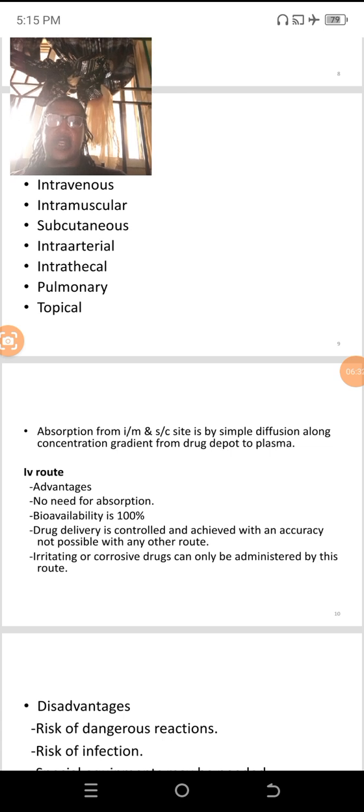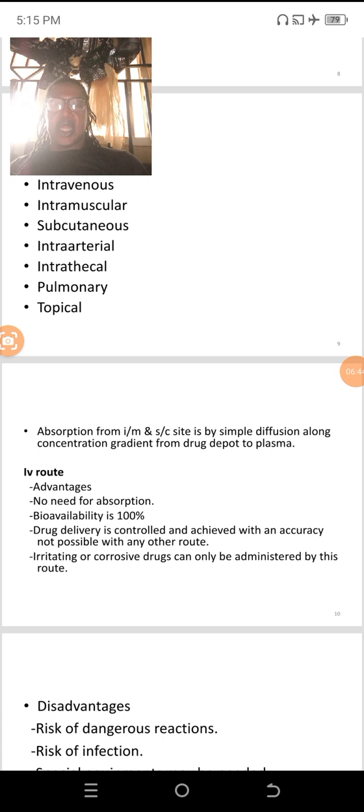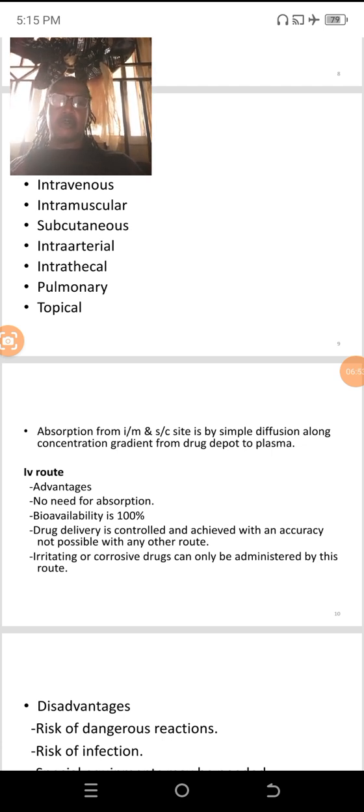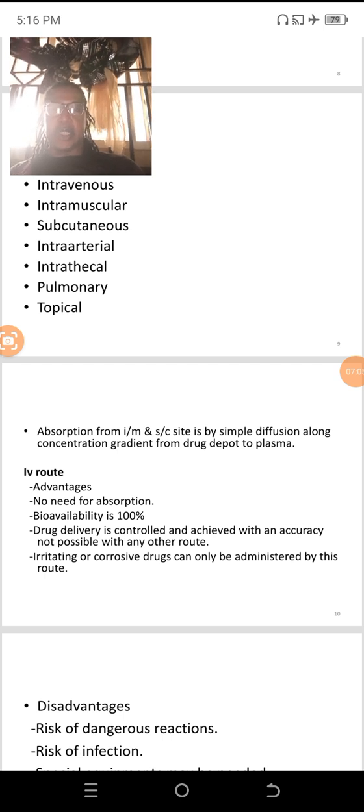For the intravenous route, this route has the following advantages. Number one, there's no need for absorption since the drug is being deposited directly into the blood. Then the bioavailability is 100%, since there is no absorption and it's not passing through the portal circulation, there is no hepatic first pass metabolism, thereby bioavailability is 100%.